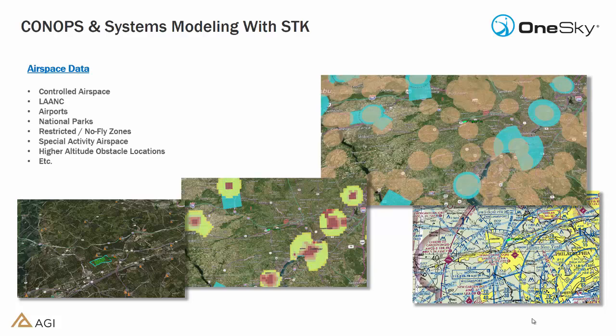Before you start creating a route or defining locations, it's important to understand where the controlled airspaces are, and if you're a Part 107 pilot, of course you're going to be interested in what the LAANC restrictions are and where you could potentially gain automated authorization for operations. Airports and national parks and restricted no-fly zones and special activity airspaces. These are all data layers that really enhance the understanding of the operation. You can, of course, bring those in and utilize those.